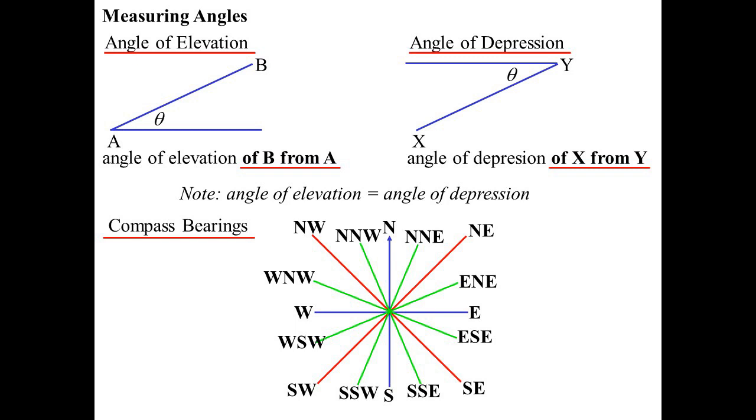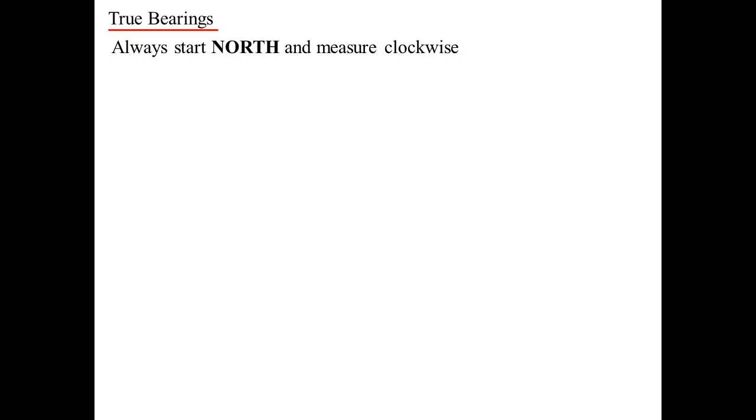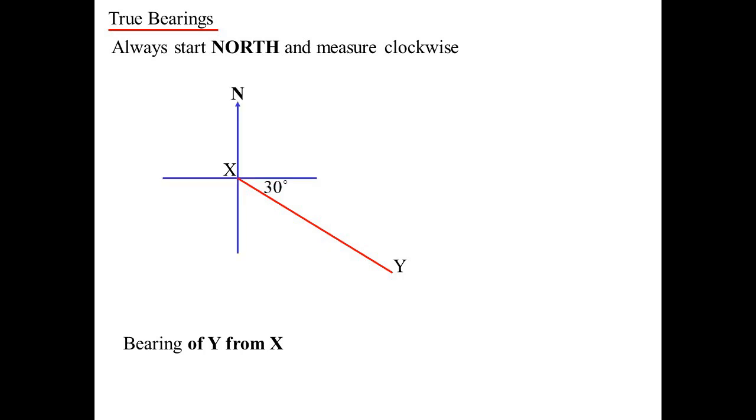So we also have true bearings then, and that's the one where you just start at north. How many degrees have you gone in a clockwise direction? So here's x and y. Say I was measuring from x. So that's where I place the compass. And let's say that angle's 30 degrees.